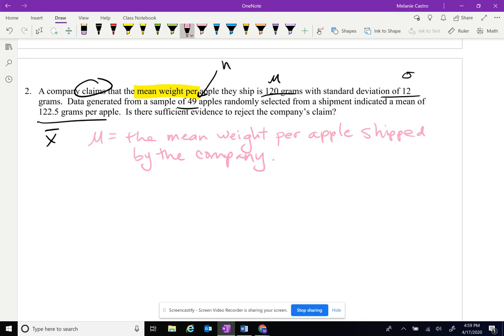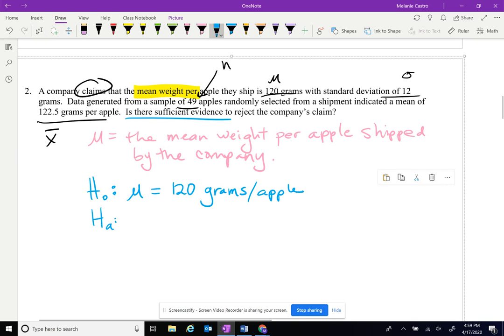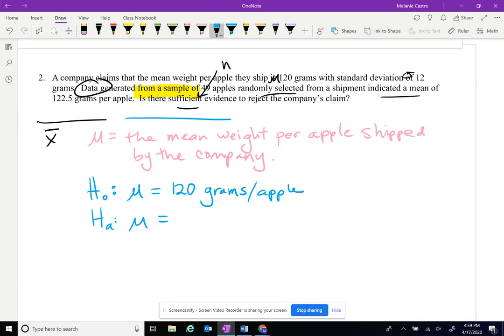All right. Next thing that you're going to do is write your pair of hypotheses. This is a test, right? Is there sufficient evidence? You have to do a test, not an interval. So for our test, we need a Ho. They said that it is 120 grams. We need to put the units per apple. And your Ha is that we're just saying are we rejecting their claim or not? So this would be a not equal to.